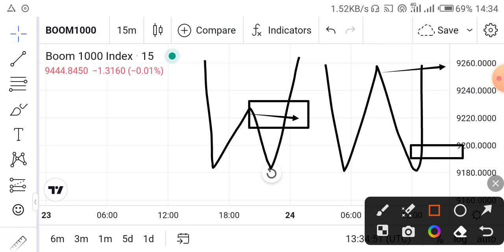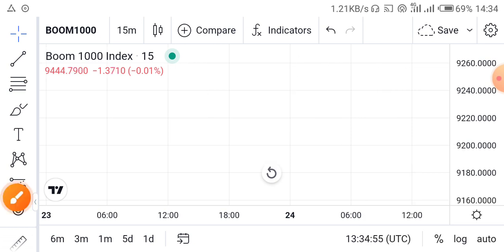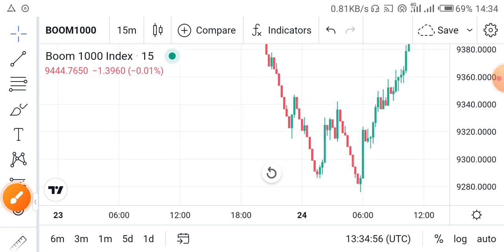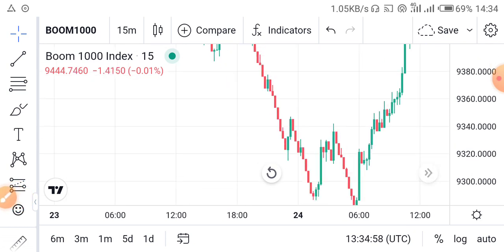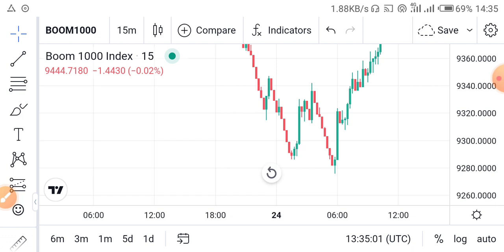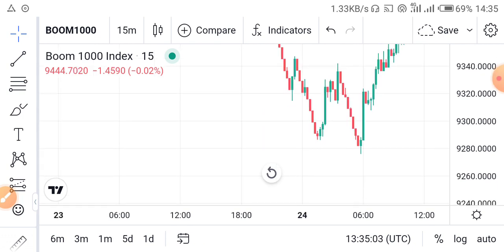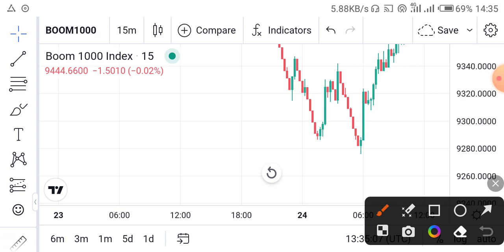All right, guys. So now, how do we identify these patterns on the chart? To identify these patterns on the chart, see, now we just got one here. This is Boom 1000. This is a double bottom right here. You can see this is the first leg.